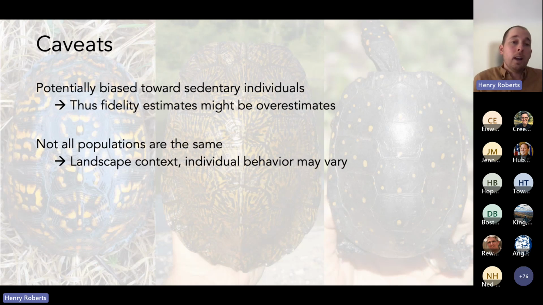Also, I think that not all populations are going to be the same. Landscape context, individual behavior, maybe habitat suitability is probably going to vary between populations. But we can be confident to some degree that populations are very similar to each other based on previous spatial ecology research.